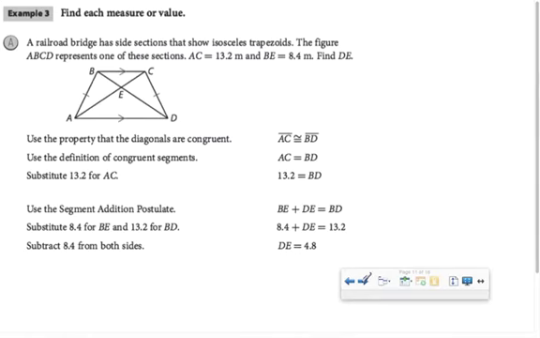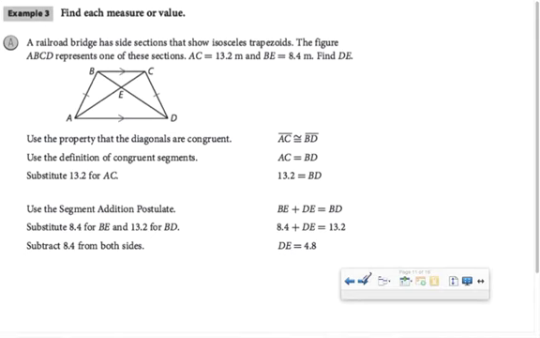So let's use properties of isosceles trapezoids, or any trapezoid. In this figure, I happen to have an isosceles trapezoid, and I'm given a bunch of measurements: AC is 13.2 and BE is 8.4. I'm asked for the length of DE.